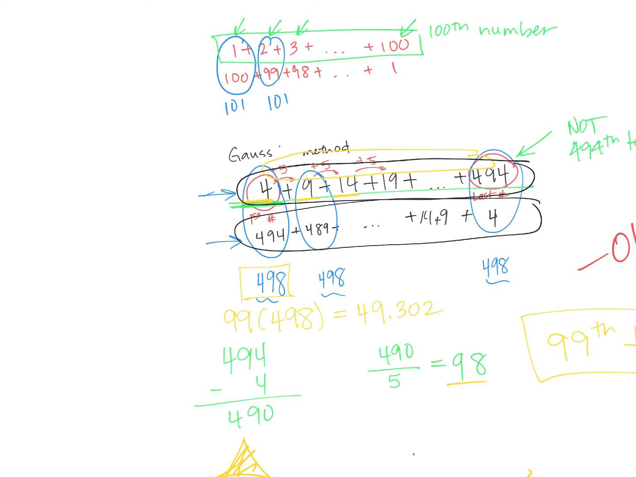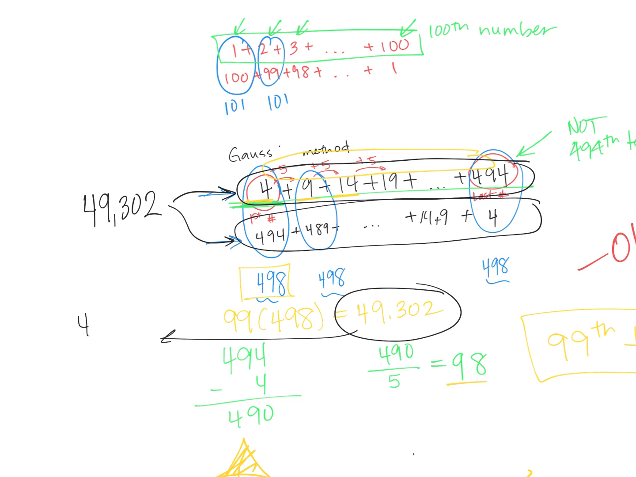And so what that's telling me is if I add up this first row plus this second row, the total there is 49,302. Now we only want to know one row, so we have to split that number in half. So if we take this 49,302 and divide by 2, we get 24,651. That's the sum that we're looking for.